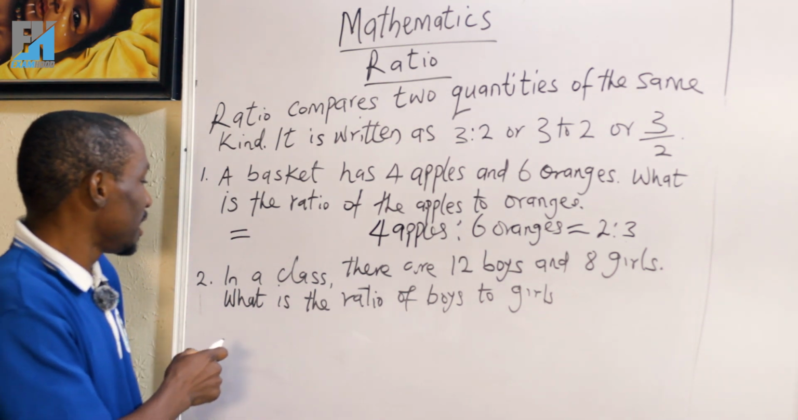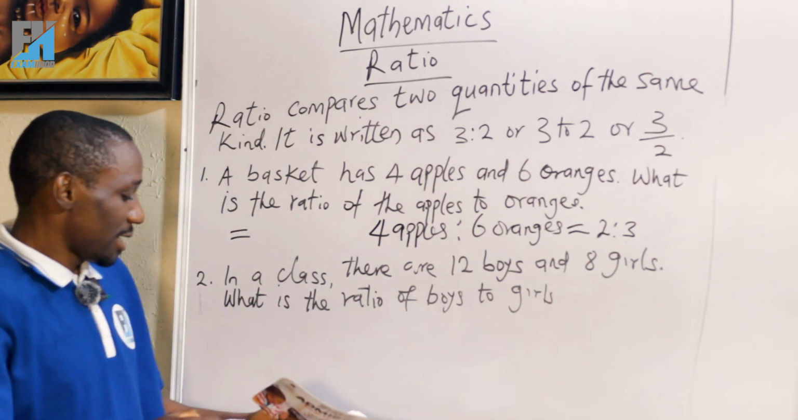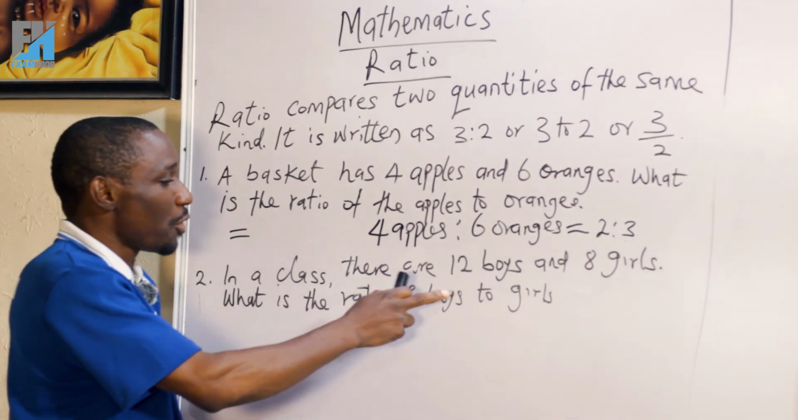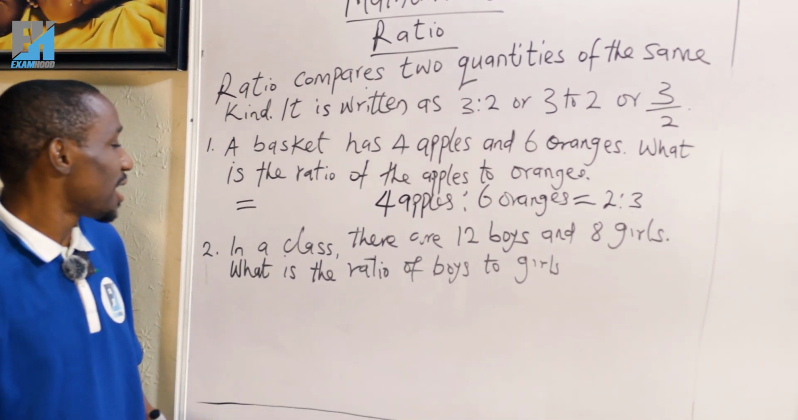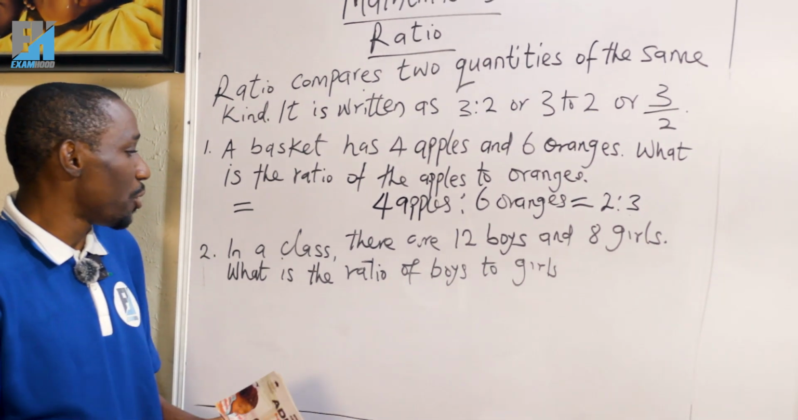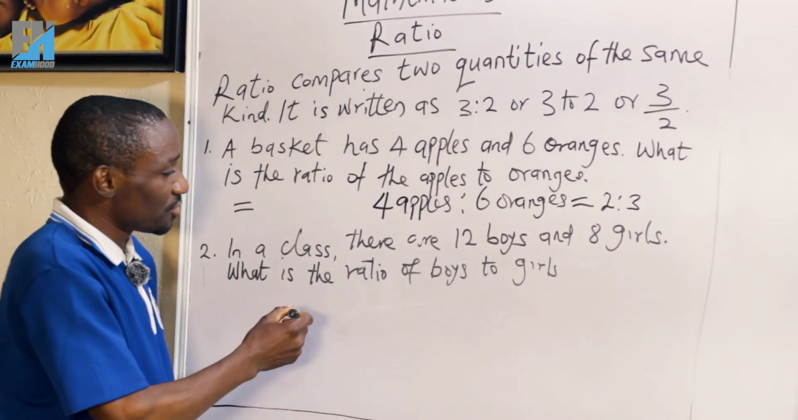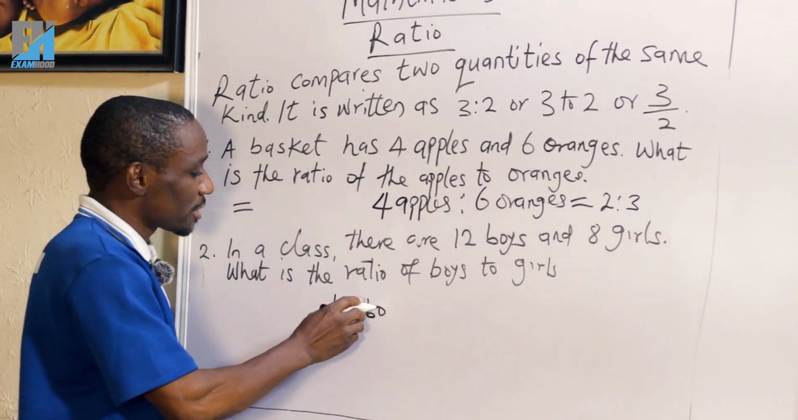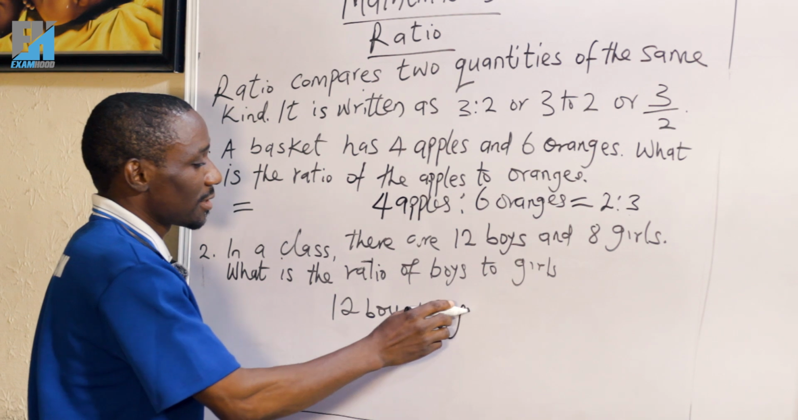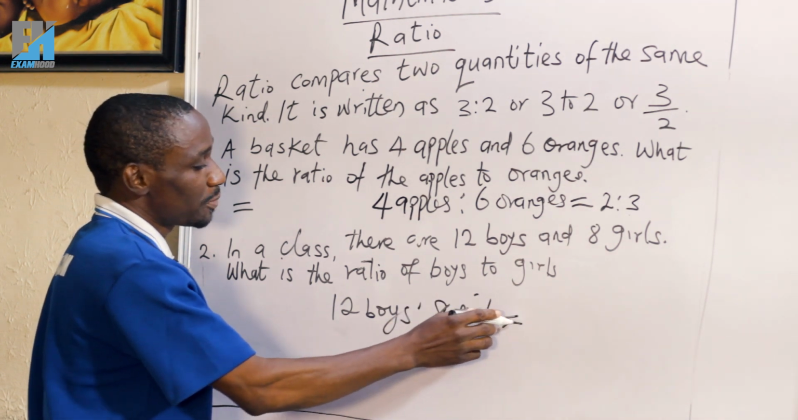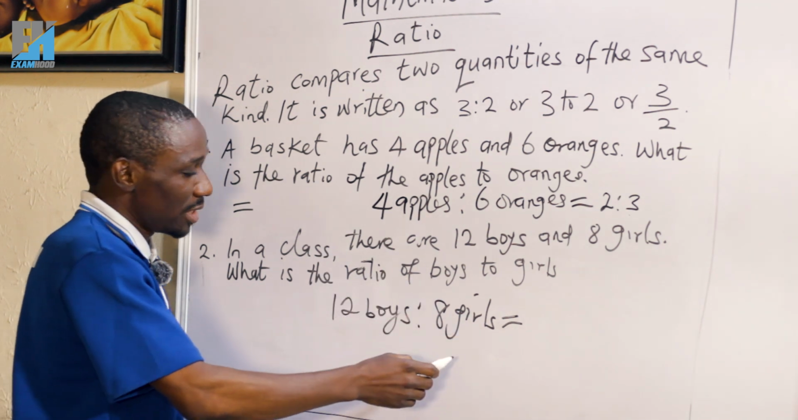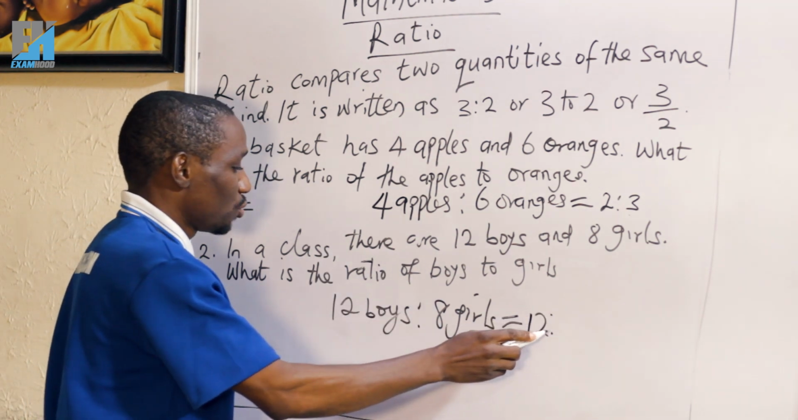Number 2 says, in a class, there are 12 boys and 8 girls. What is the ratio of boys to girls? We are going to write it very straightforward: 12 boys is to 8 girls. This is not their lowest term, so you can break it into their lowest term, 12 to 8.